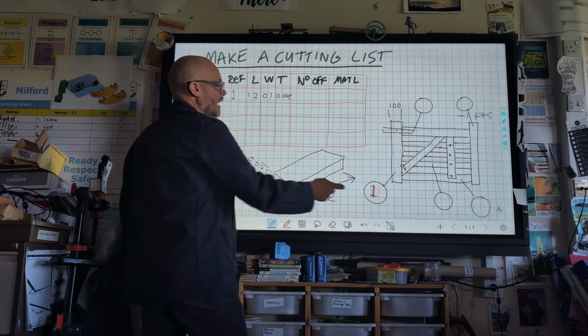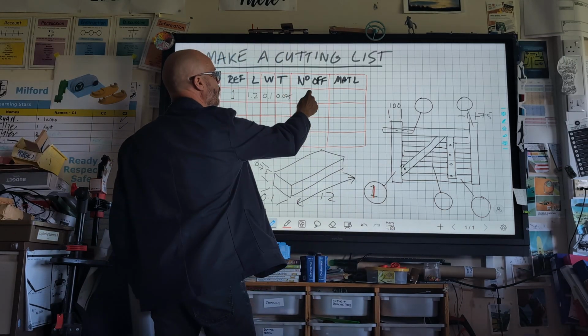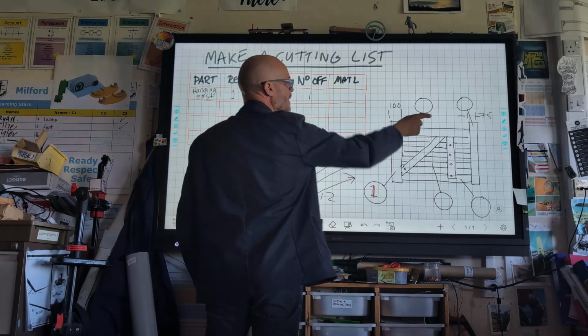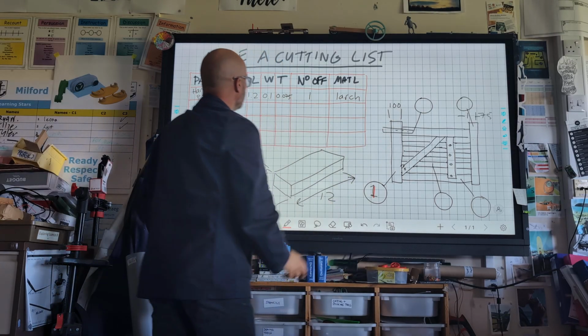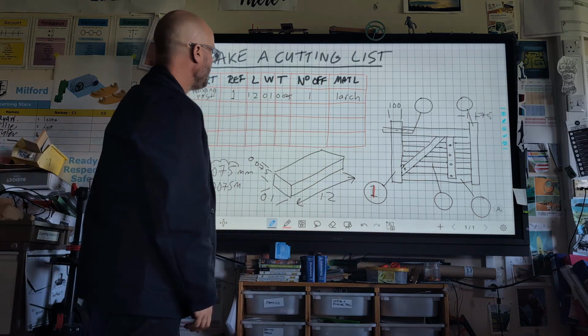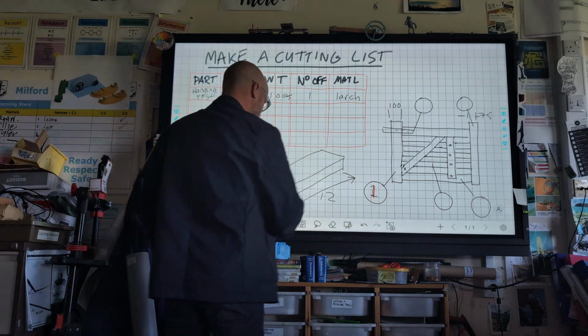So I've got my 0.1 and my 0.075. How many hanging posts do I need? Well, I need 1. And what material are they made from? Well, these are made from larch, okay? Right, so that's my first piece. Happy? Right, let's have a look at one of the other pieces then, right?